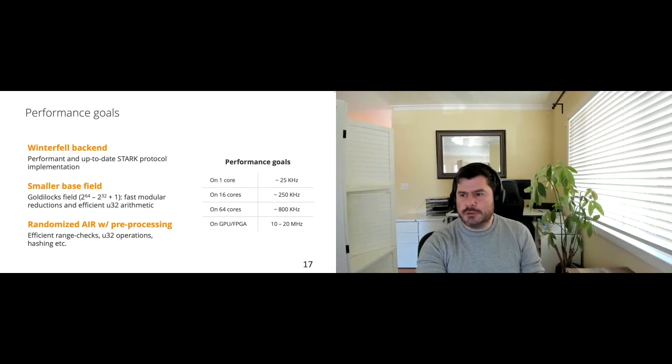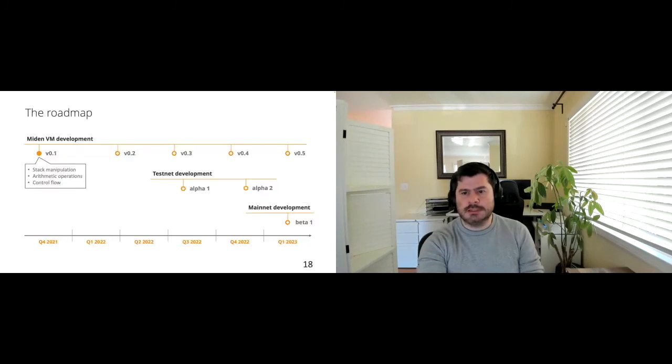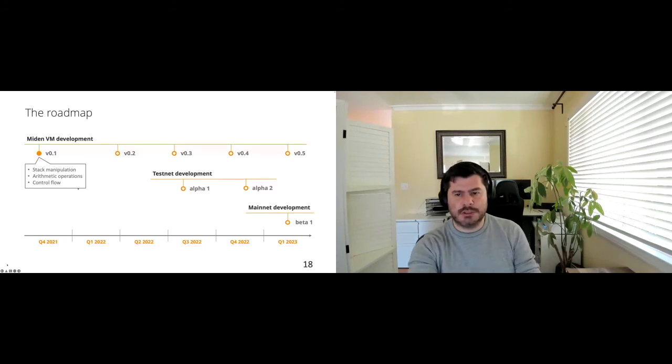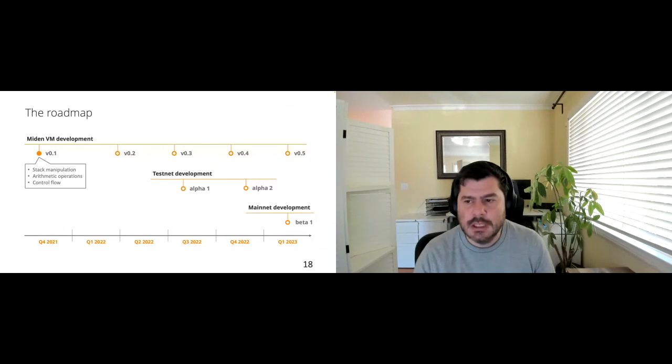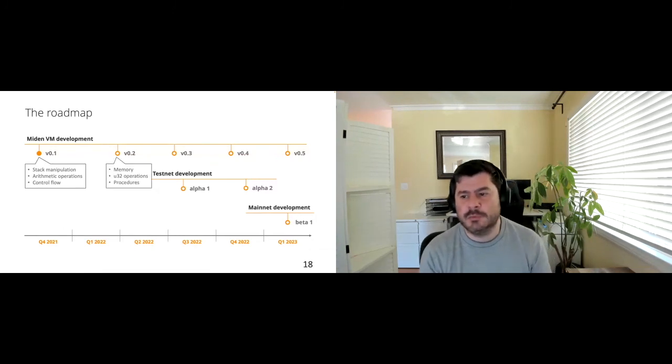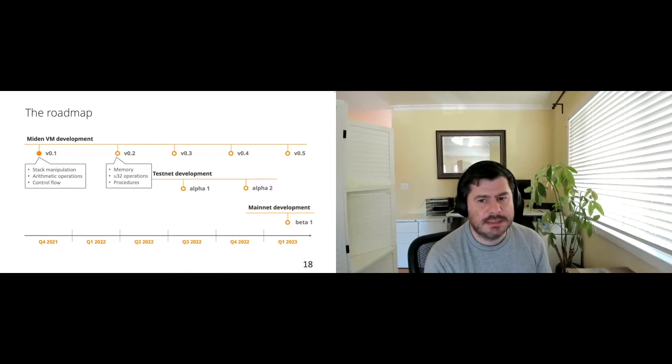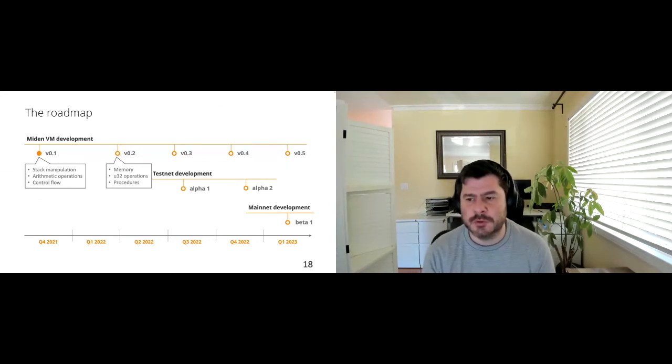I talked a lot about where we want to get, but here's where we are now. V0.1 is available on GitHub now. It's fully working. The proof generation, all of that is working. It has basic stack manipulation, arithmetic operations, and control flow implemented. V0.2 is very actively being worked on and should be available maybe in the next 5-6 weeks, plus or minus a week or two. And this will have random access memory, native support for 32-bit integers, and procedures, which are kind of like functions.